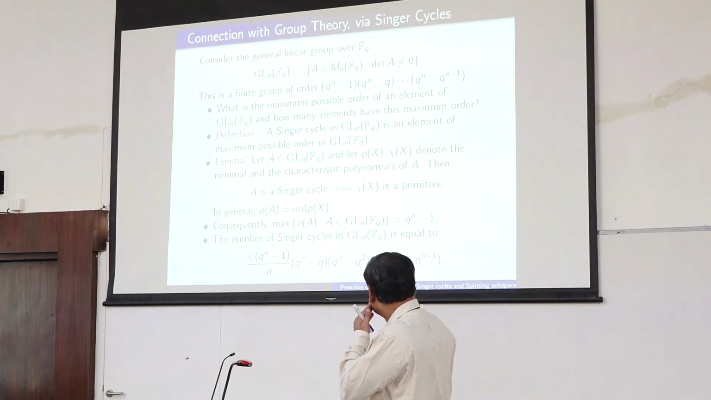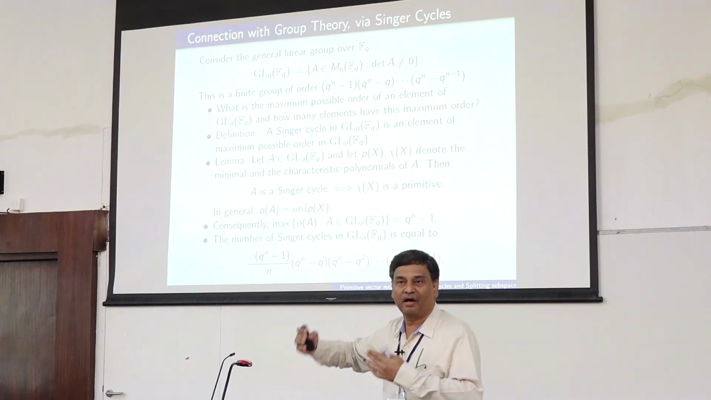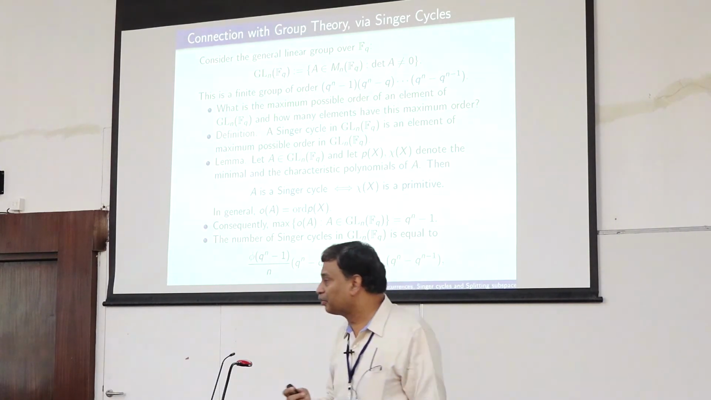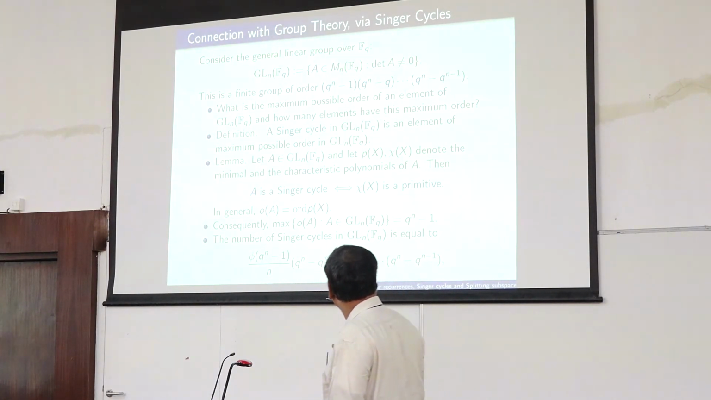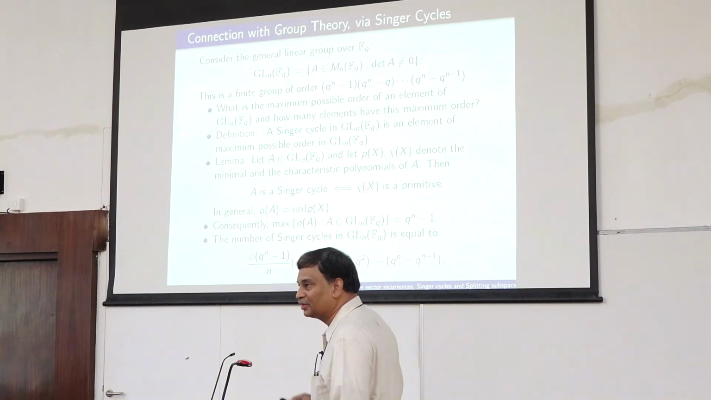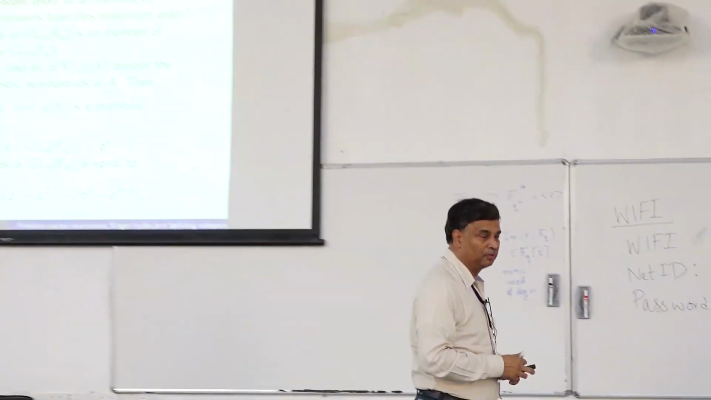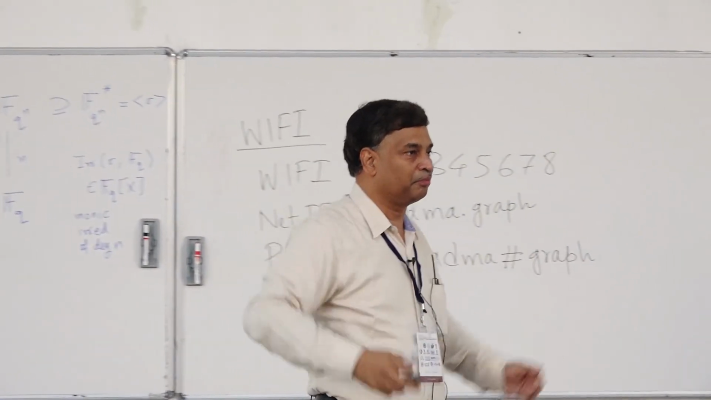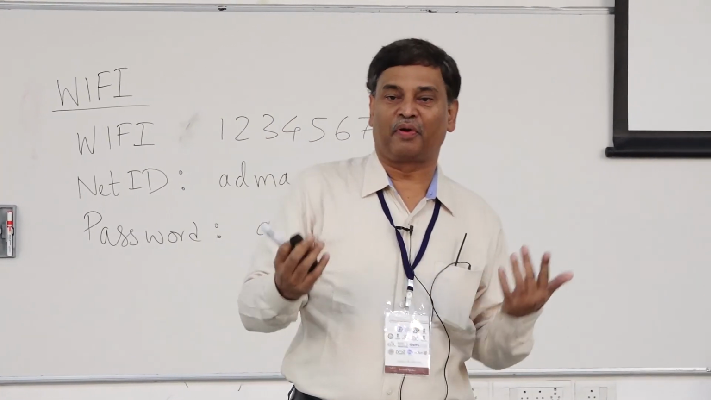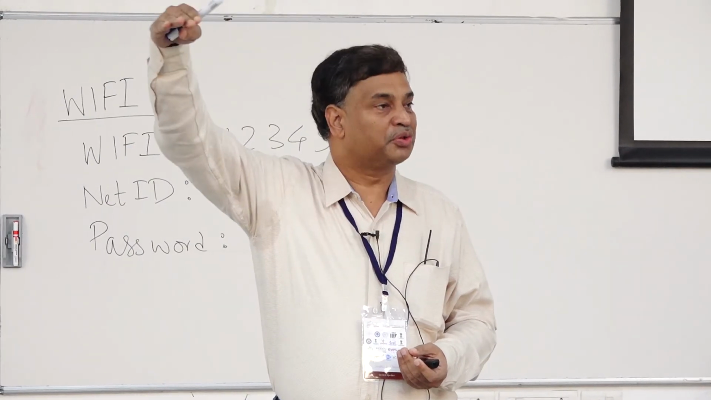When the entries are in FQ, then this becomes a finite group. Usually when entries are in R or C or whatever, it is an infinite group. But here it is a finite group and its order is very easy to figure out. You want to count the number of non-singular n cross n matrices. So you have your n cross n matrix that has q to the power n possible entries, but then you want its determinant to be non-zero. So the first row should not be 0.